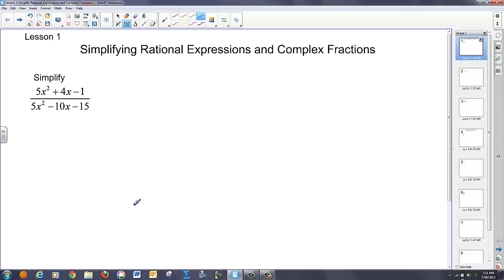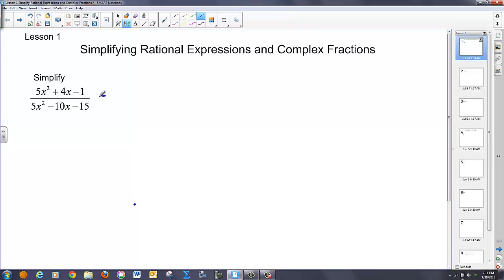So here we go with the first lecture of the year. I'm going to do a little Algebra 2 review, a little simplifying rational expressions and complex fractions. So here's our first problem. Again, review from last year. What we're going to take a look at first is how to reduce this fraction.